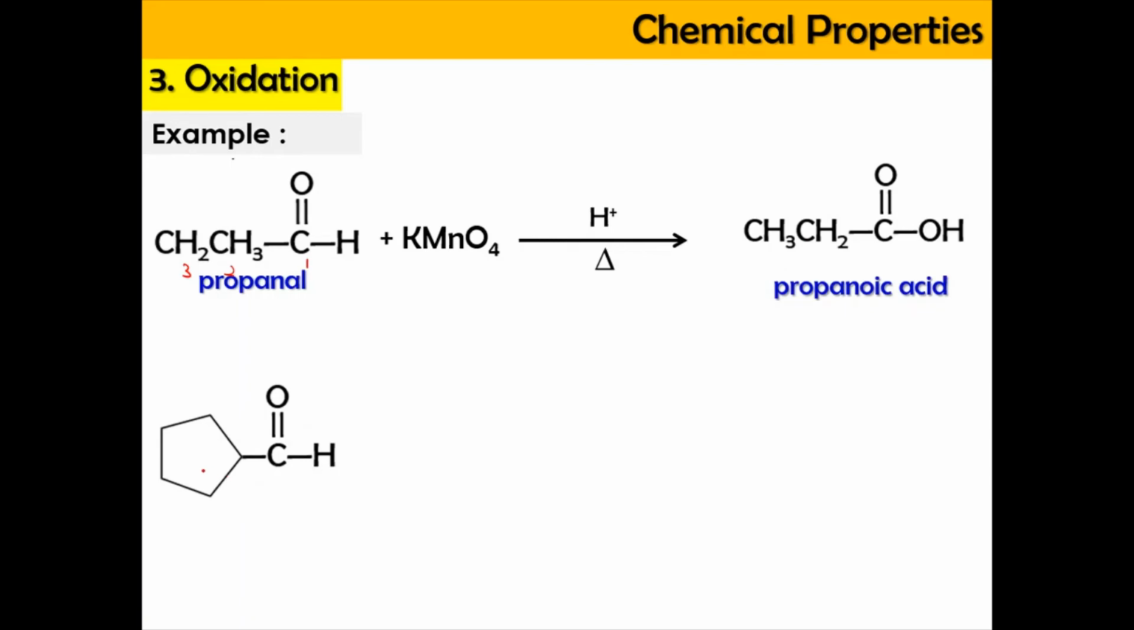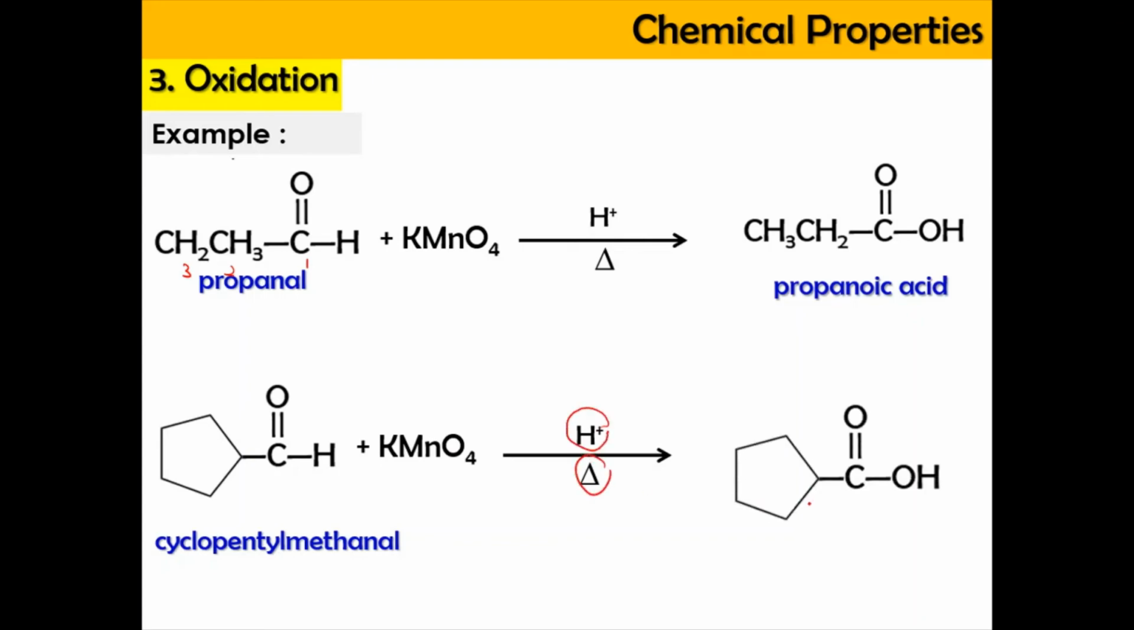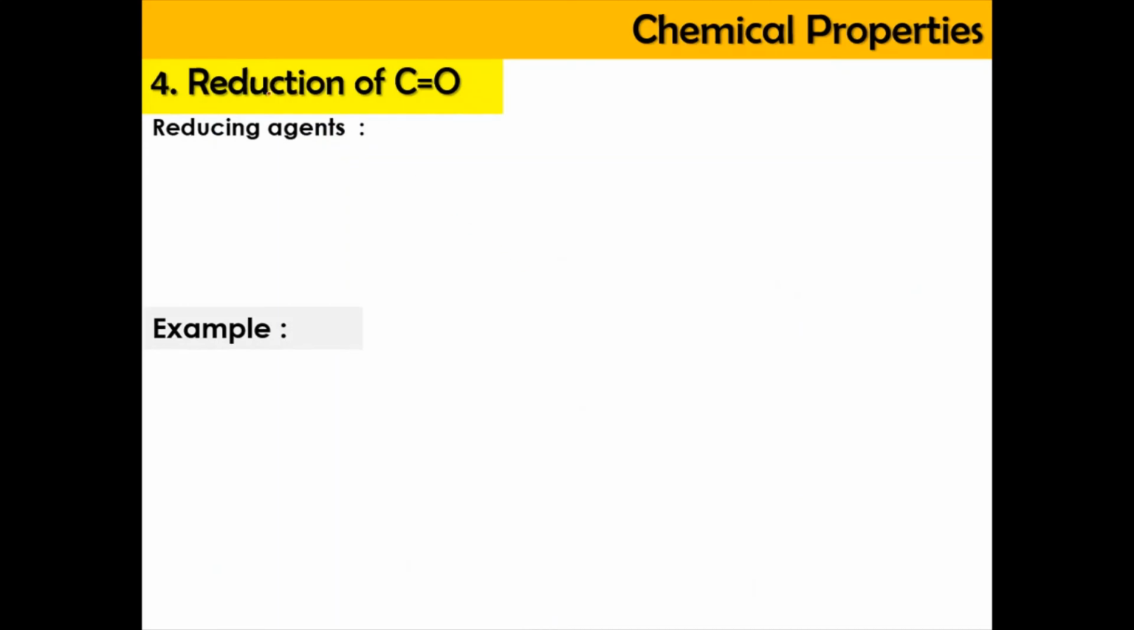Also, if we use another type of aldehyde, which is cyclopentyl methanal, and we react it with a strong oxidizing agent at similar conditions as above, which is acidified and high temperature, what we're going to produce is cyclopentyl methanoic acid. Okay, so the idea is from aldehyde into carboxylic acid. Aldehyde and carboxylic acid. Ketone cannot be oxidized.